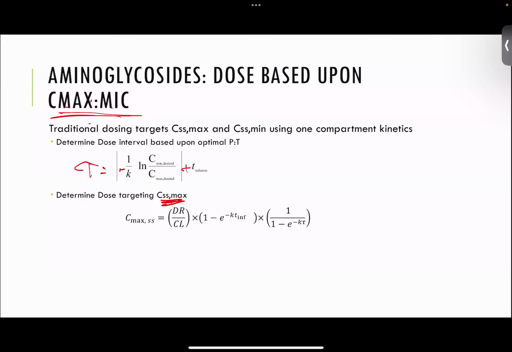So we're going to target our Cmax. We don't care much about the Cmin as far as efficacy, do we? It's all about getting that knockout punch. The Cmin for aminoglycosides is important to decrease the risk of toxicity. But again, here's our CSS. This takes us to our Cmax, and then this takes us to where? Steady state. So this is our max at steady state. You can rearrange this and solve for dose rate, right? And again, dose rate times your time of infusion equals your dose.